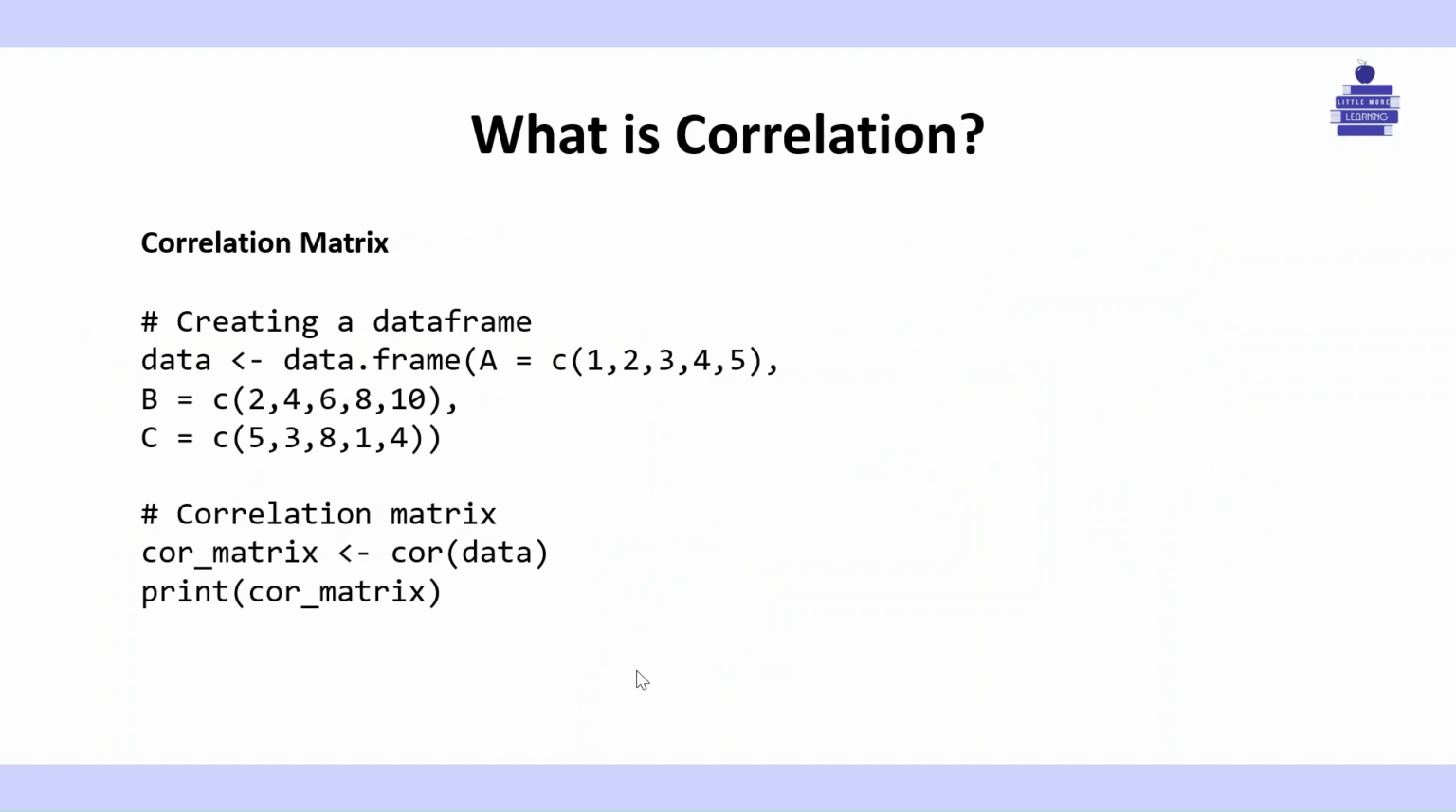Next is correlation matrix. A correlation matrix helps visualize relationships between multiple variables. Here we are doing nothing special, just we had created a data frame and then we had created a matrix for it and finally printed it out.